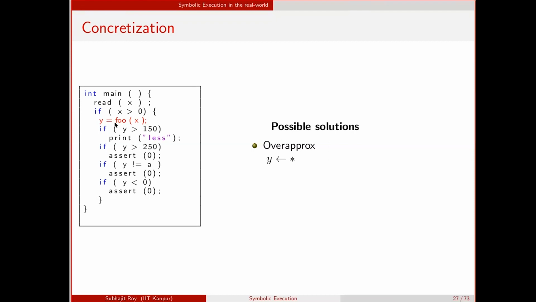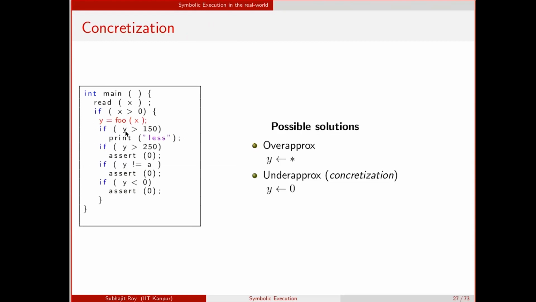The problem with this over approximation is that your paths will blow up, and you will get a lot of false positives. The symbolic execution engine will return bugs, but those bugs do not even exist because the path is infeasible. That value cannot even occur. The other option is to do an under approximation, which is what is called concretization. You can find a single value that foo can return, and put y equal to that value.